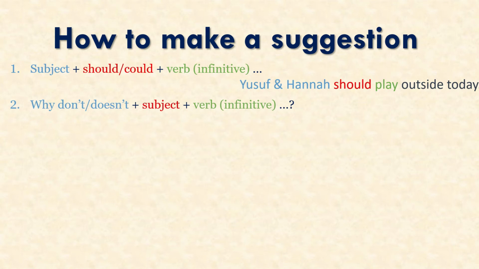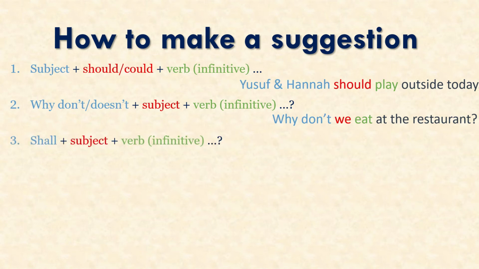The second example is we start off with why don't or why doesn't, then we have the subject, and then we have the verb. Why don't we eat at the restaurant today? The third way is we have the word shall, then we have the subject, and then the base form of the verb. Shall we try the fish instead?